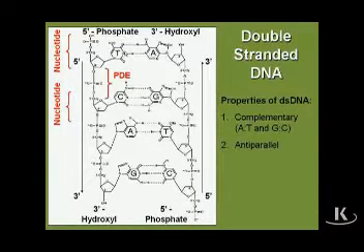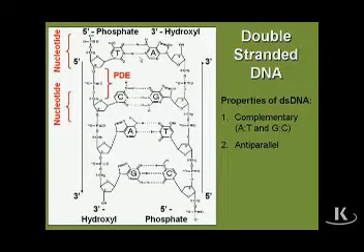Notice up here in the diagram, an A is always going to base pair with a T, a G is always going to base pair with a C. That rule is going to be universal among double-stranded DNA. Because it's universal, you universally have to remember it. The other property here is that DNA is antiparallel. What does that mean, antiparallel?